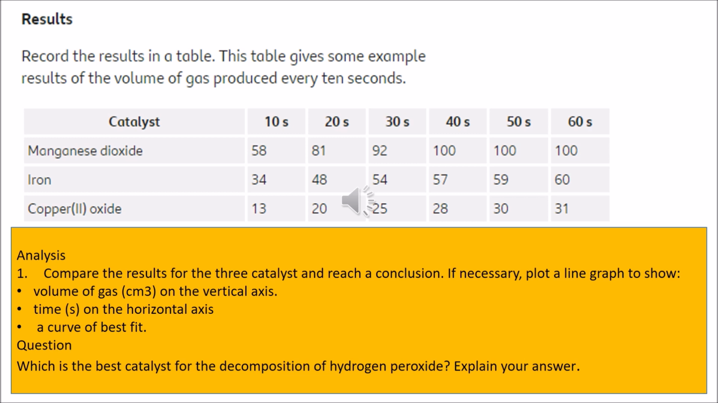You can use lined paper, a ruler and a pencil to do this. If you have graph paper, that would be brilliant. If you haven't got any, that is fine. Once you have done that, I want you to write down an evaluation: which is the best catalyst for the decomposition of hydrogen peroxide, and explain your answer.